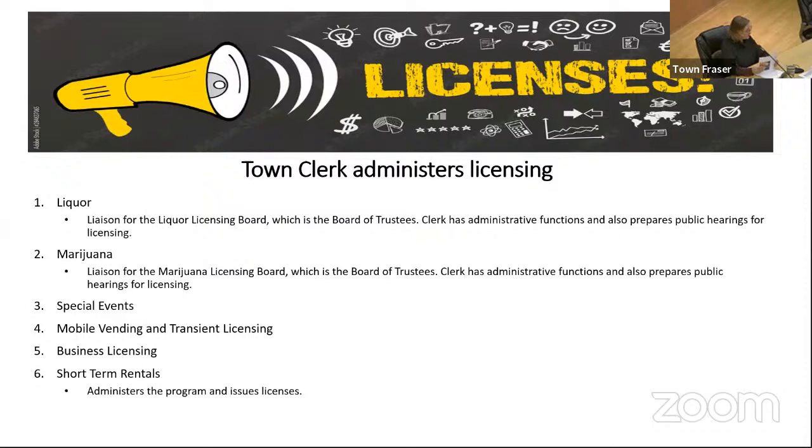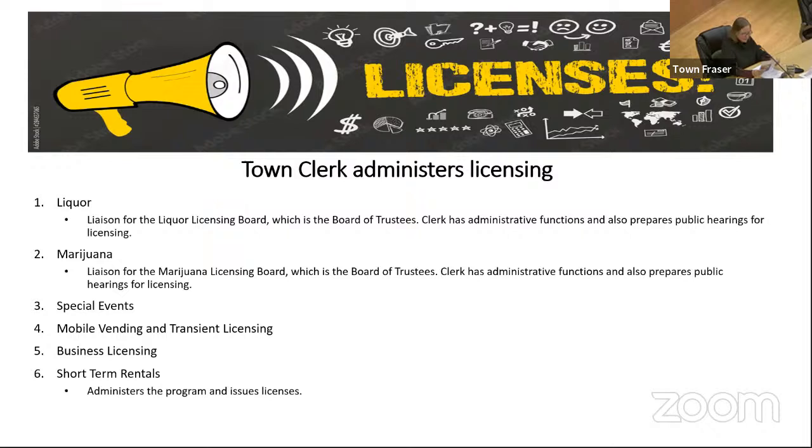And then the town clerk administers the licensing for the town. The first is the liquor license. The town clerk is the liaison for the liquor licensing board, which is also the board of trustees. The clerk has administrative functions and also prepares public hearings for licensing. Administrative functions are things such as renewing licenses, small modifications of premises, change of managers, and other small administrative functions.